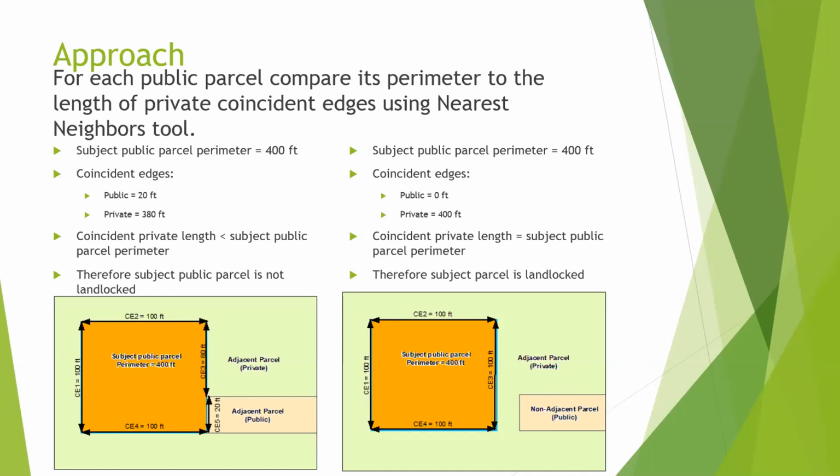So to do the math here, the example on the left is obviously not landlocked based on the visual inspection. But to step through the math, the script will run. We add up the length of the coincident private edges and compare it to the total perimeter of the subject parcel. In this case, the private length is 380 feet and the perimeter is 400 feet, so the parcel is not landlocked. On the right, the sum of the coincident private edges is 400 feet and the perimeter is 400 feet, so the subject parcel is landlocked.